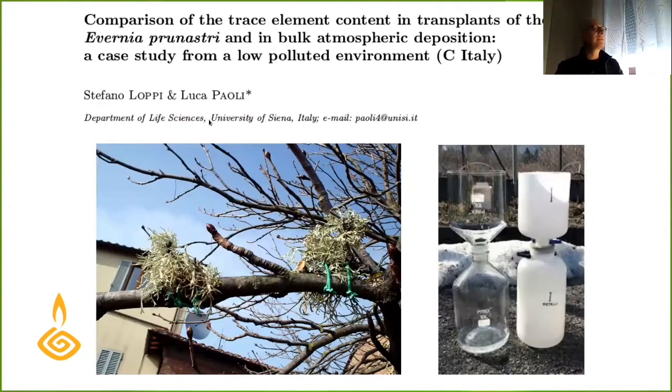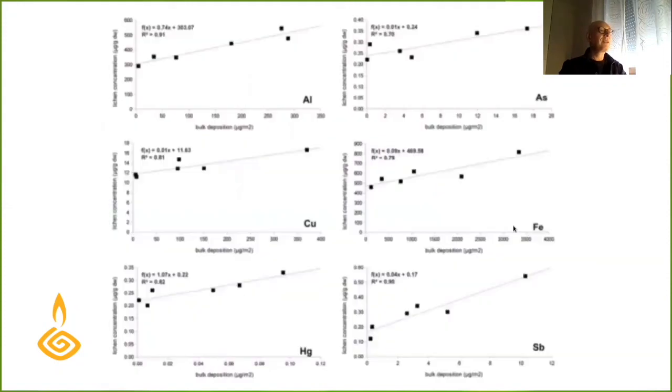And then we have done a very nice experiment. I think it's very nice. The results are very positive for us. We have transplanted these lichens, Evernia prunastri, in the botanical garden of the University of Siena for 3 months, and we have collected the bulk deposition from the atmosphere in the same period, monthly, and we have compared the elemental content of the lichen transplants and the bulk deposition. And the outcome was very, very nicely linear.